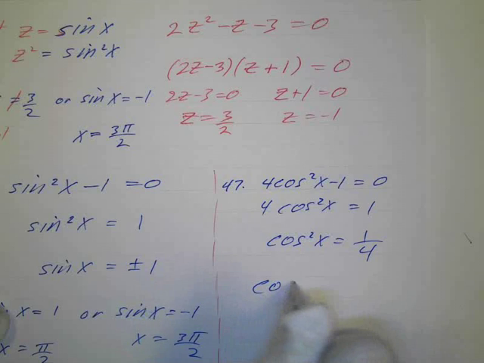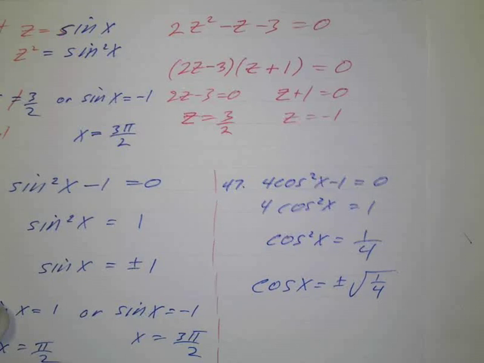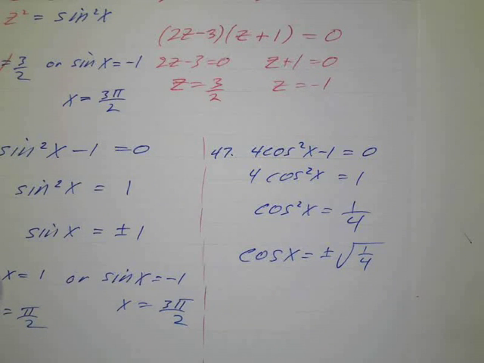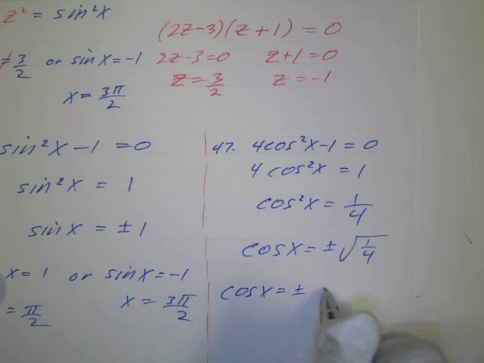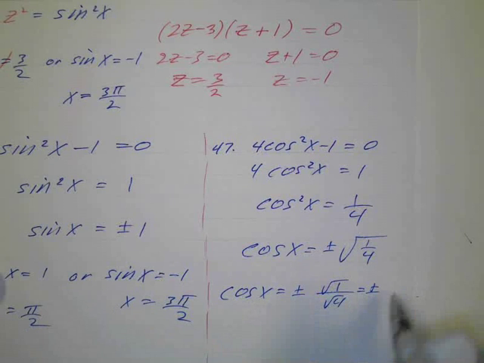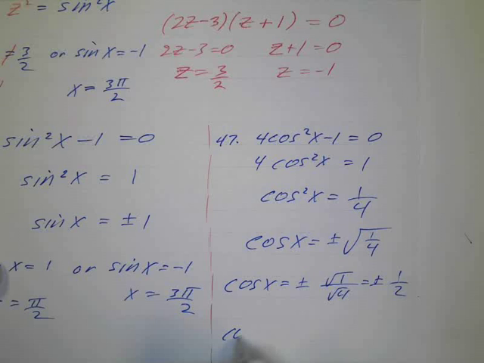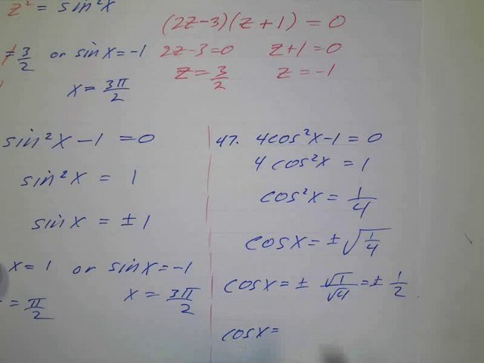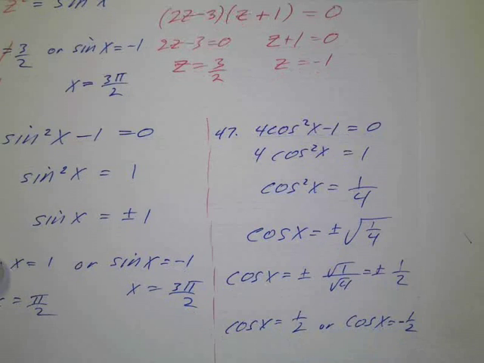Then I just take the square root of both sides, so the cosine of x equals plus or minus the square root of 1/4. Now you might think that that's something weird, but it's not, because we could just say that the cosine of x equals plus or minus the square root of 1 over the square root of 4. What's the square root of 1? 1. What's the square root of 4? 2. So plus or minus 1/2. So the cosine of x either equals positive 1/2, or the cosine of x equals negative 1/2.